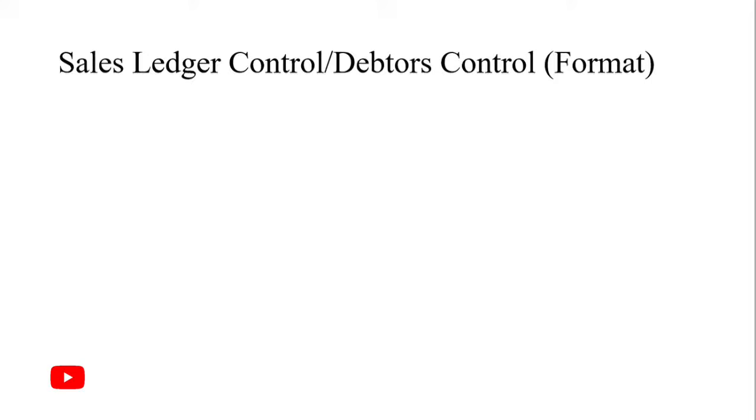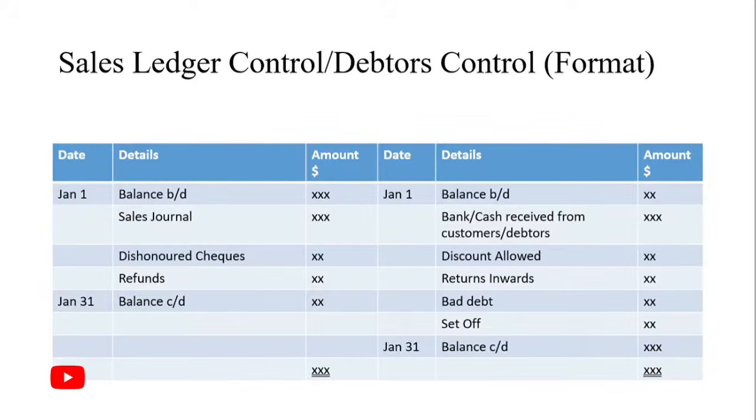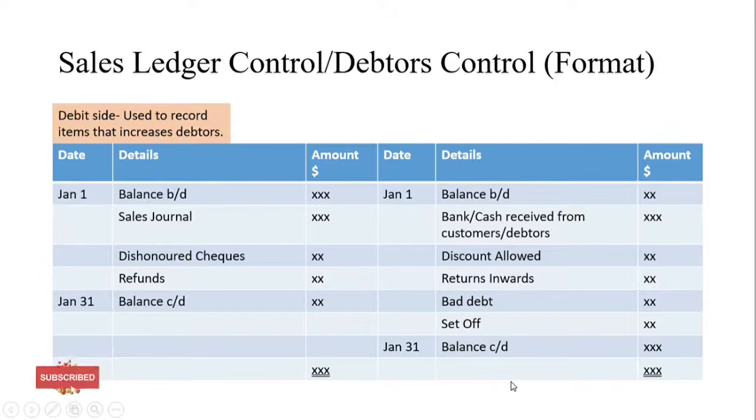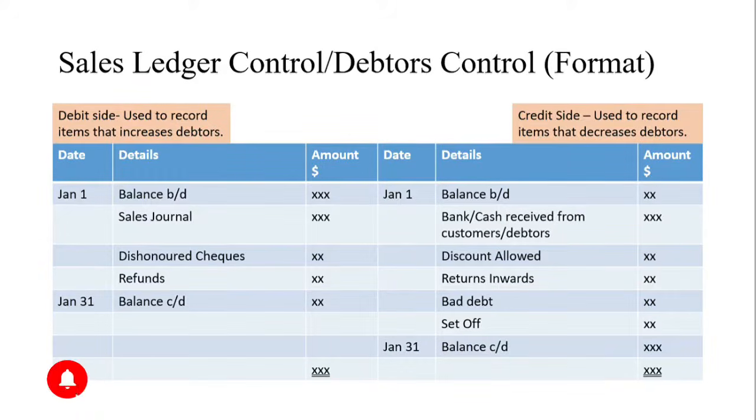Alright, so let's look at the sales ledger. The format for the sales ledger is the debtors control account. Alright, so this is the format, right? Two very important principles that you need to get right is that we have a debit side and we have a credit side, but then you need to understand what each side is used for.